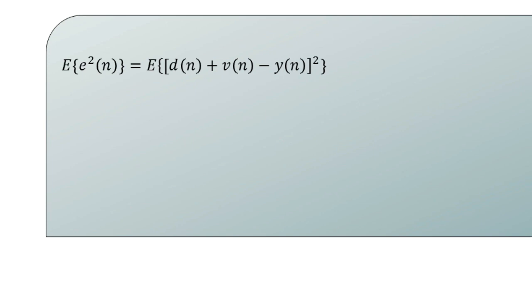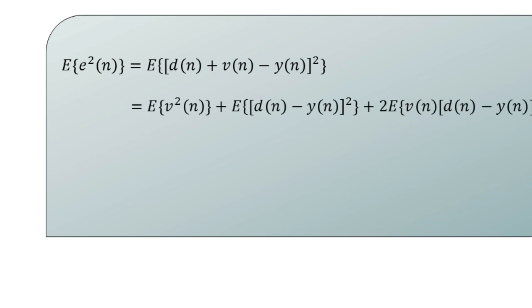In the next step we express it in the form: the first term will be capital E of v square of n, added by the second term, capital E of square of d of n minus y of n, and at the last we have twice of capital E of v of n multiplied by the bracket that has the difference d of n minus y of n.